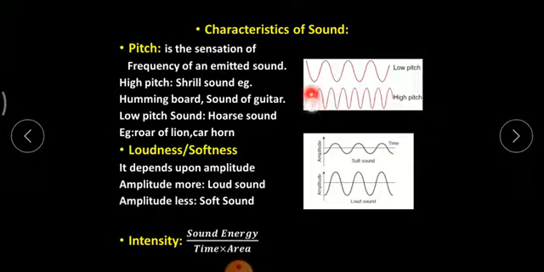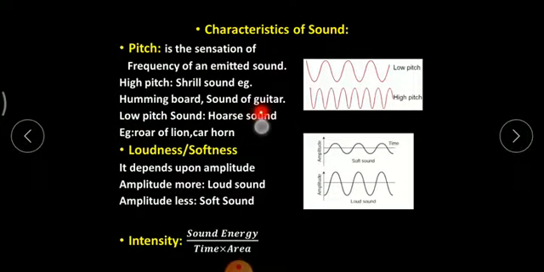Whenever a guitar is being played and given a sound, the sound which travels in air will travel in this manner. So the sound produced by a guitar is a high pitch sound, where the waves travel in this manner. Whereas low pitch sounds are those, as you can see, this is a low pitch sound. A perfect example of a low pitch sound is also known as a harsh sound.